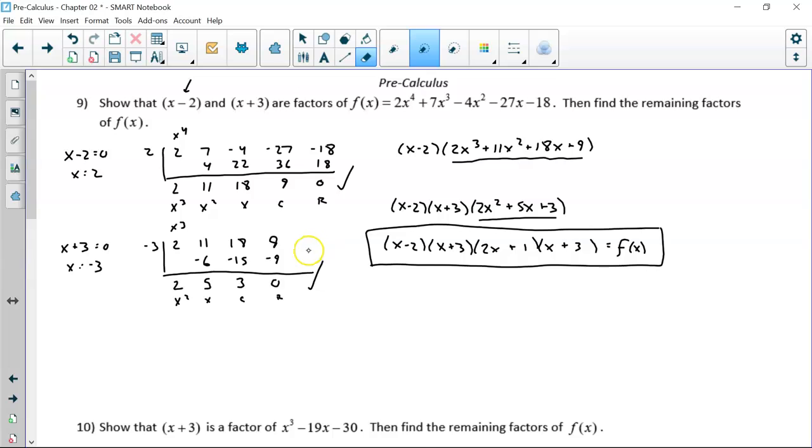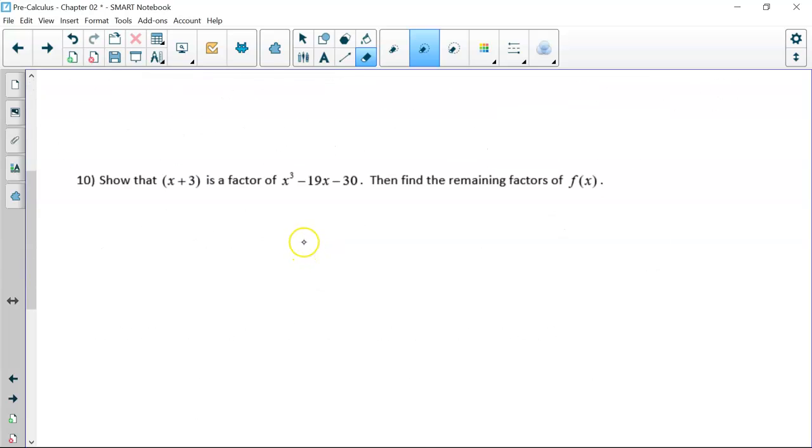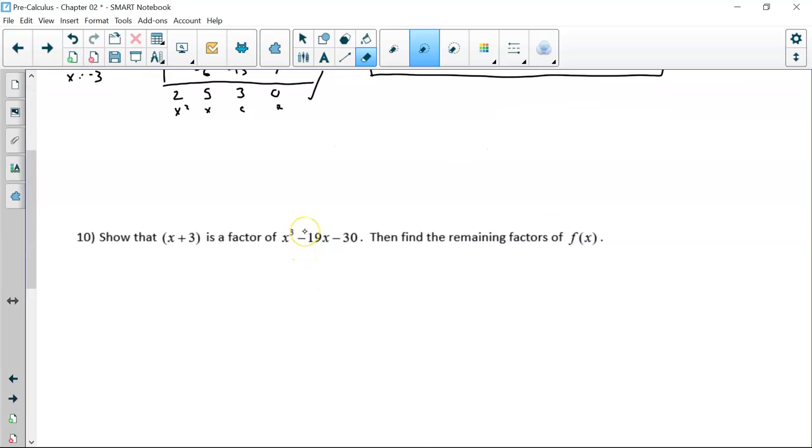All right, let's go to the next problem. Number 10, we're going to show that x plus 3 is a factor of this cubic, and then we're going to find the remaining factor, this quadratic. So x plus 3 equals 0, x equals negative 3. So negative 3 goes on the outside. Now on the inside, be careful. Our coefficient for x cubed is 1. We're missing x squared, so we need a 0. For x, it's a negative 19, and the constant of negative 30.